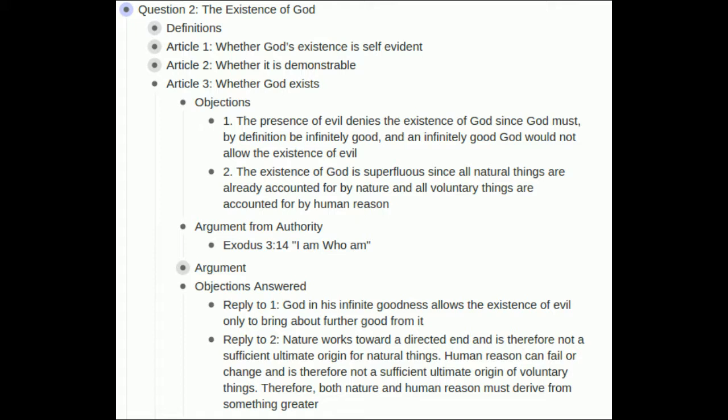And then objection number 2, nature works toward a directed end and is therefore not a sufficient ultimate origin for natural things. We'll understand why a little bit more as we go through the 5 proofs. Human reason is fallible and changeable, and therefore it's not a sufficient ultimate origin of voluntary things. Both nature and human reason derive from something greater. Hence, objection 2 is shot down. We still need God. Alright, let's close those up.